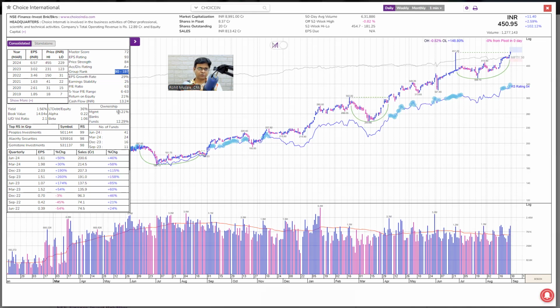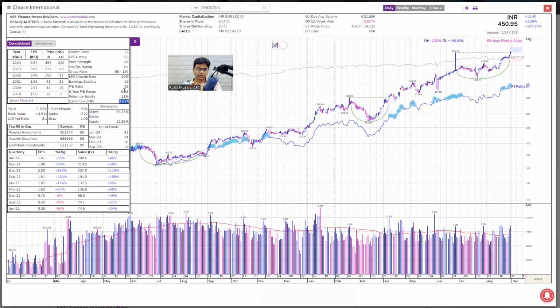Then I look at management ownership. The management ownership should be more than 50%. That's a good sign. Then I look at return on equity. Return on equity should be minimum 17%. Here it is 21, which is fantastic. Cash flow should be positive at least. PE ratio, the higher the better, because naturally growth stocks will have a higher PE ratio.